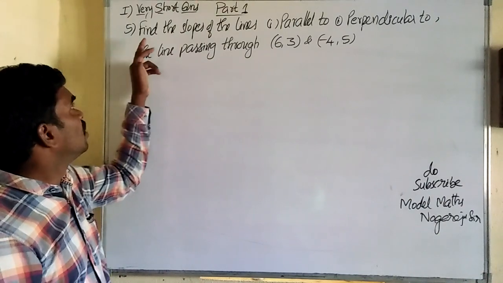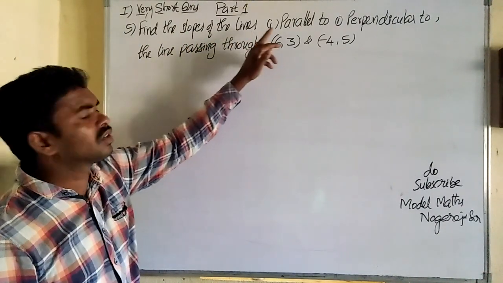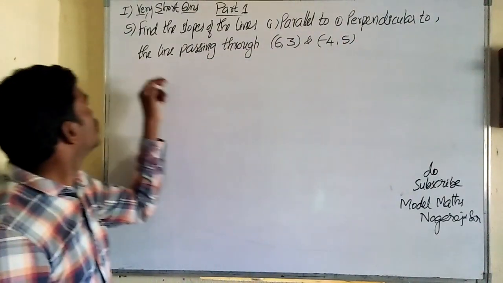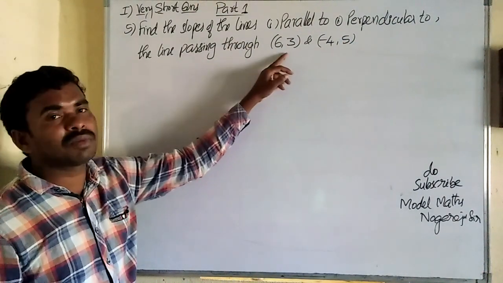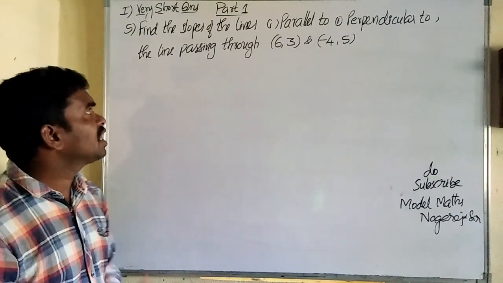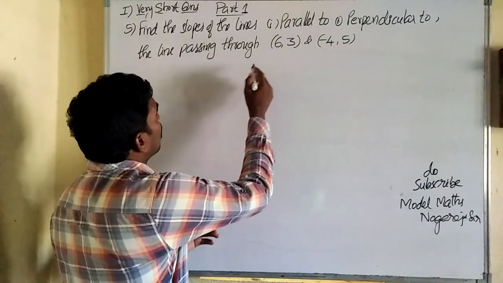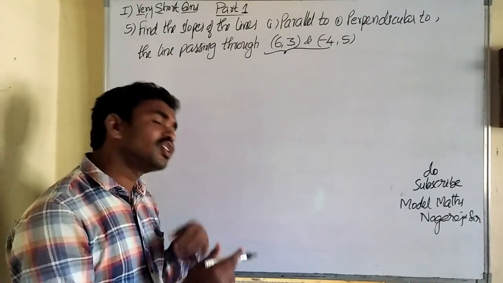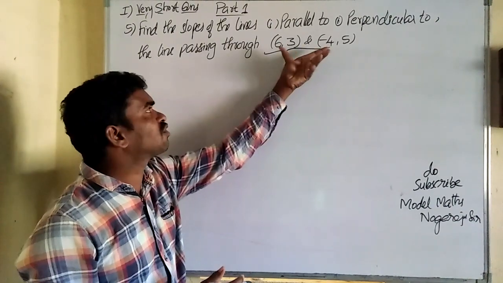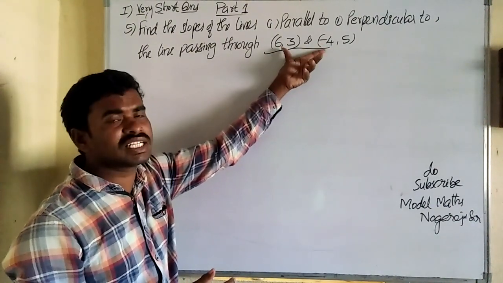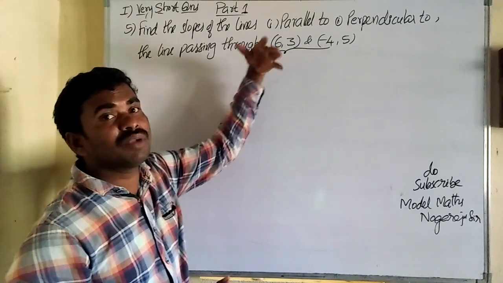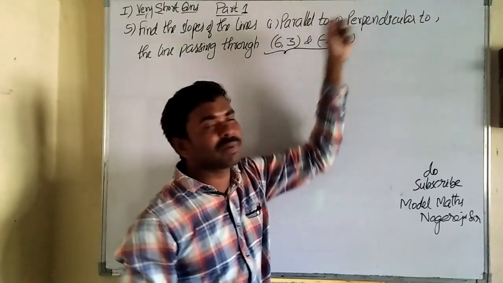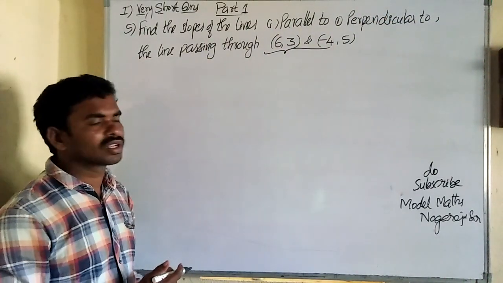Next, fifth question. Find the slopes of the lines, first one parallel to, second one perpendicular to the line passing through 6 comma 3 and minus 4 comma 5. Here the question is not the slope of these 2 points, but we should find the slope of these points. After finding the slope of these points, we can find one more parallel line's slope and one more perpendicular line's slope.